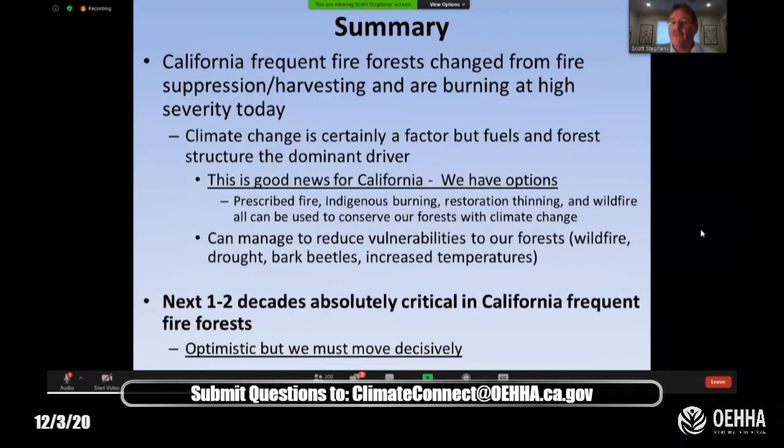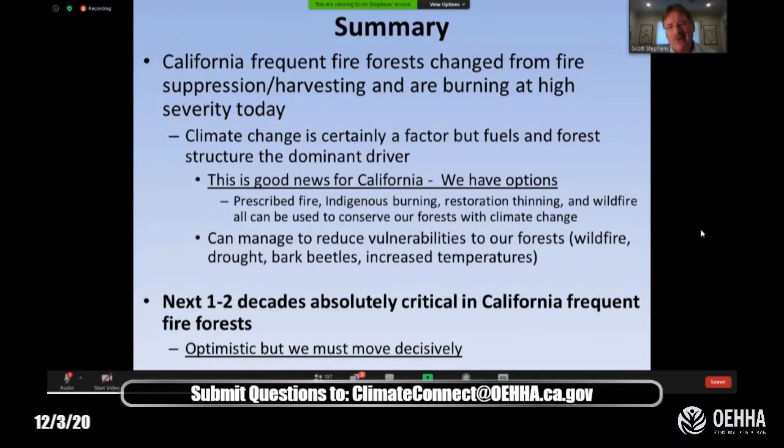California frequent fire forests have changed a lot from suppression and harvesting, and they're burning at larger scales and higher severity today. We see that 2020 has been another sad example. Creek Fire, so many fires, and North Complex Fire. Climate change is no doubt a factor, it's absolutely a factor, but I would argue that fire and fuels and forest structure is more important, at least right now.